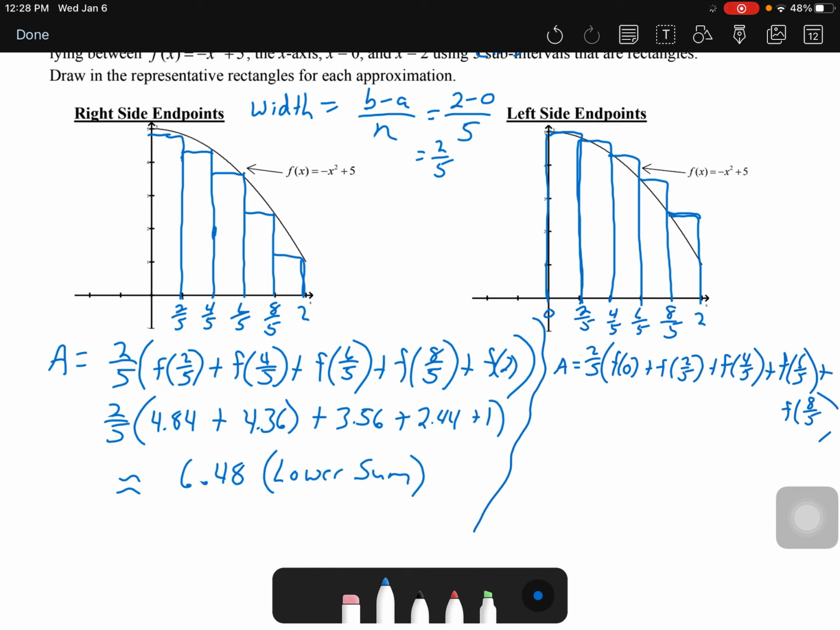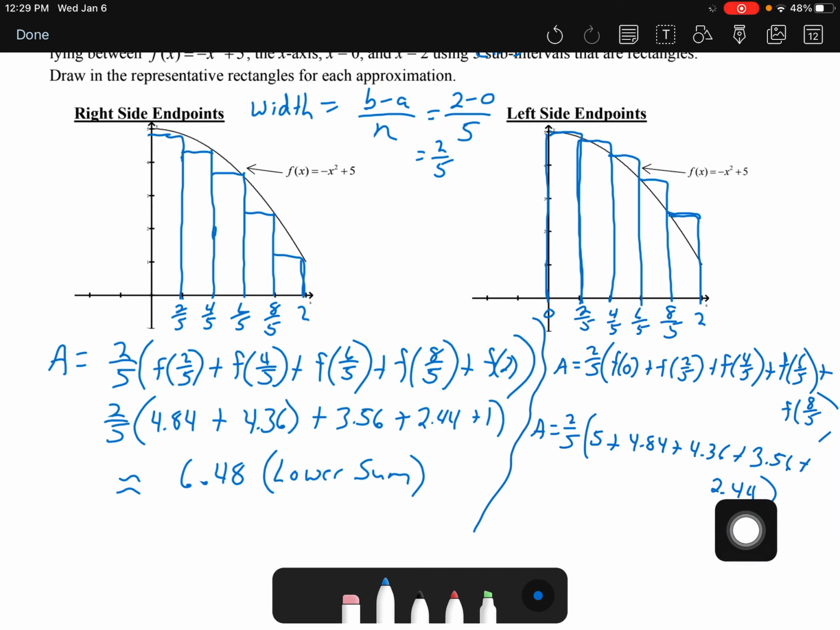Okay, so I'm just going to total all of those up, so that's just going to be area, and then it's going to be 2/5, and I've already kind of calculated these out, right? F of 0 in this case is just 5, so I have 5 plus the 4.84, and these are going to be the same, plus 4.36 plus 3.56 plus 2.44, and that would be my last one, right? That's 5 numbers, 1, 2, 3, 4, and 5. And then I'm going to add those and multiply by 2/5, and I would get an area equal to 8.08, and that would be called my upper sum, because it's an overestimate.